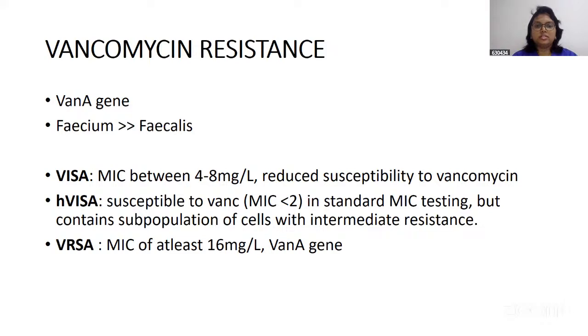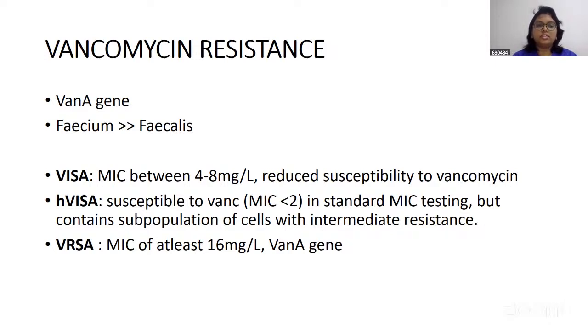hVISA is heterogeneous. As the name suggests, it is heterogeneous. Usually in our standard MIC testing, it will show as MIC less than 2, that means it is susceptible. But there is a subpopulation of cells which have intermediate resistance. So both are there, and it is difficult to pick up in the standard testing. Hence it can get missed out, and it is very difficult to diagnose and treat.